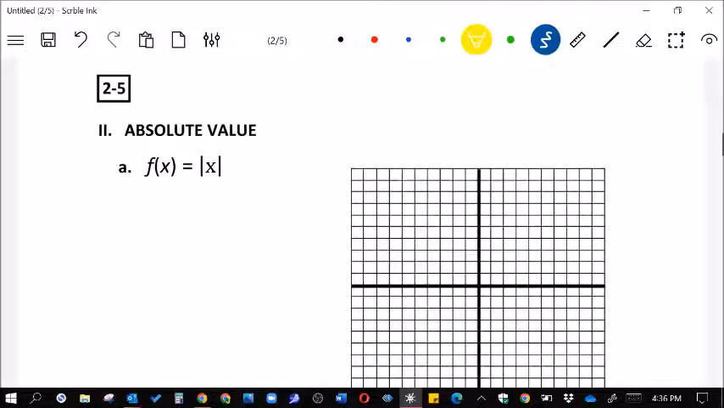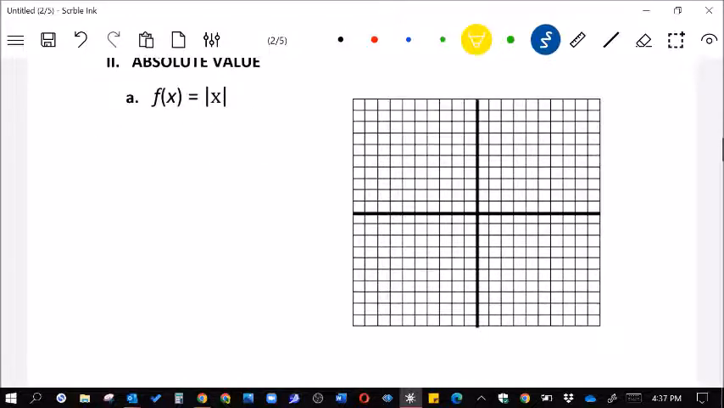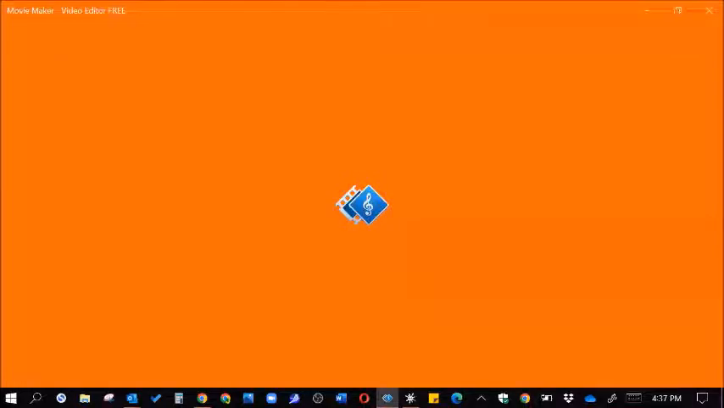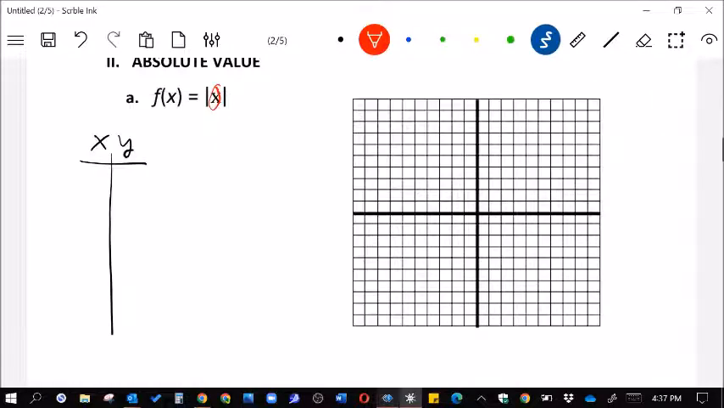So first, let's start with an absolute value, the basic absolute value, the parent function. The easiest way to graph these is to do an x-y table and find the vertex first. You find the vertex by taking what's inside the absolute value and making it equal to 0. So in this case, x is equal to 0. There's nothing to adjust it. So we'll put 0 in the middle of our table.